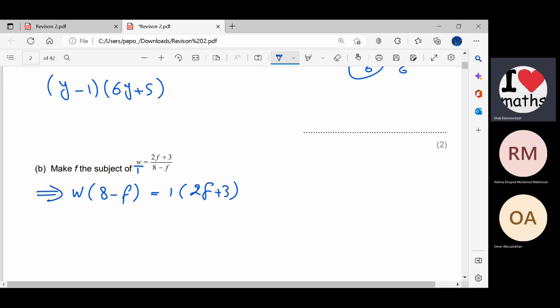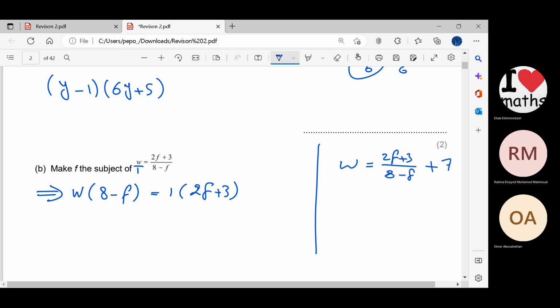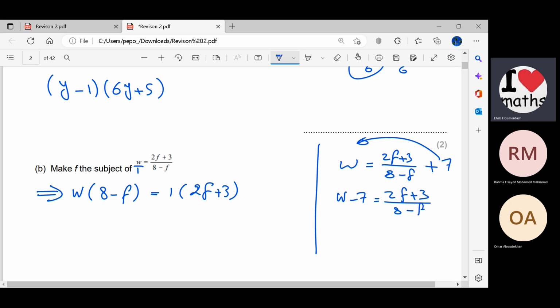There was a bigger problem in the last quiz, if you remember, when we had W equal to F plus 3 over 8 minus F, but it was plus 7. Do you remember this question that we did last time? How did we deal with it? We sent the 7 to the other side first. The problem was that it was W plus 7. So we sent the 7 to the left side, and it became W minus 7 equal to F plus 3 over 8 minus F.